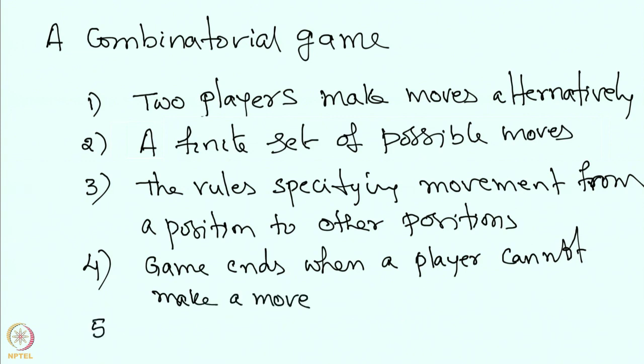And then the fifth one is the game eventually ends. So, these 5 rules specify a combinatorial game. These are the definition for a combinatorial game. Now, we need to understand these 5 rules do not say who is winning or anything. So, the winning in general is specified by 2 things. One is called normal play, the other is called misère play.